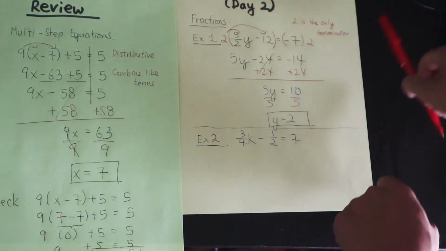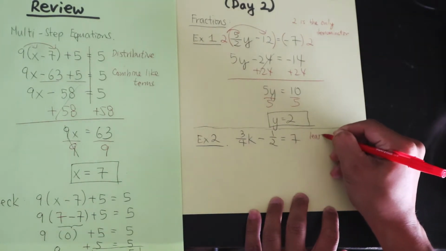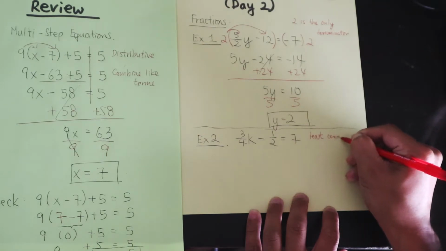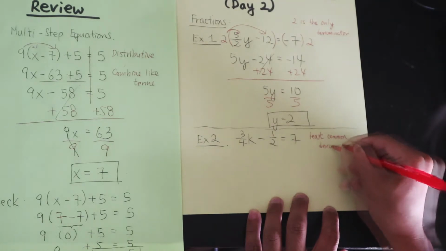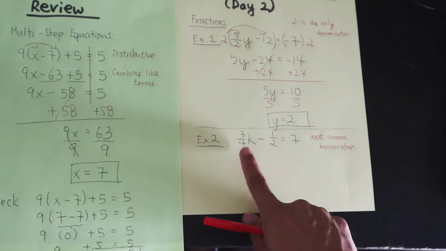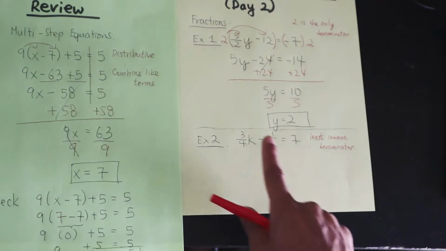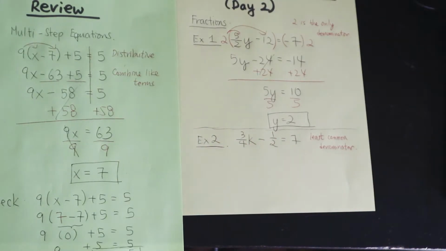What do you do? So what you do is you're going to find something called the least common denominator. Okay, least common denominator. So between 4 and 2, the least common denominator or least common multiple would be 4. Now, how do I find that?